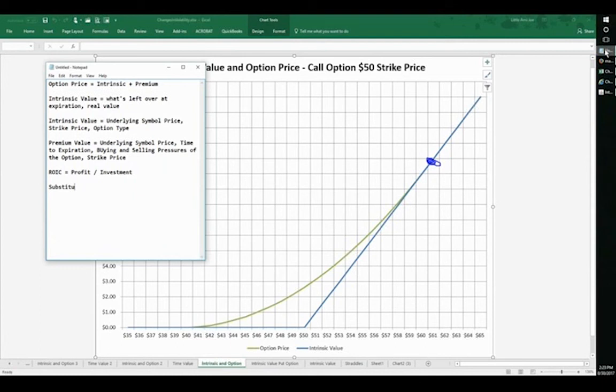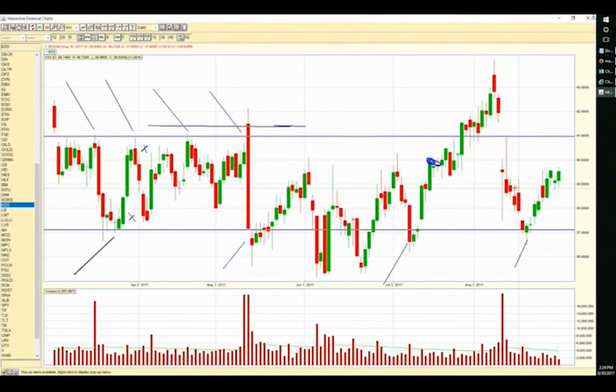Substitute the deep in the money call option for the underlying symbol in a covered call strategy, where once we've identified a symbol to trade against, we buy the stock replacement. Now it's called a back month option at the low of the channel. We sell the premium at the high of the channel. We've now created for ourselves a diagonal spread.